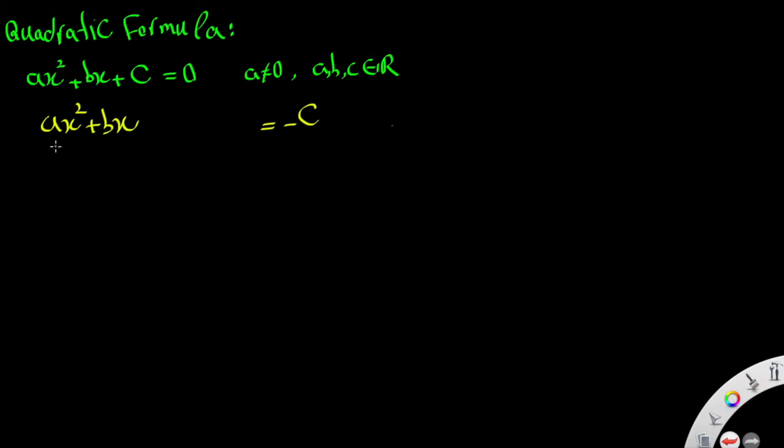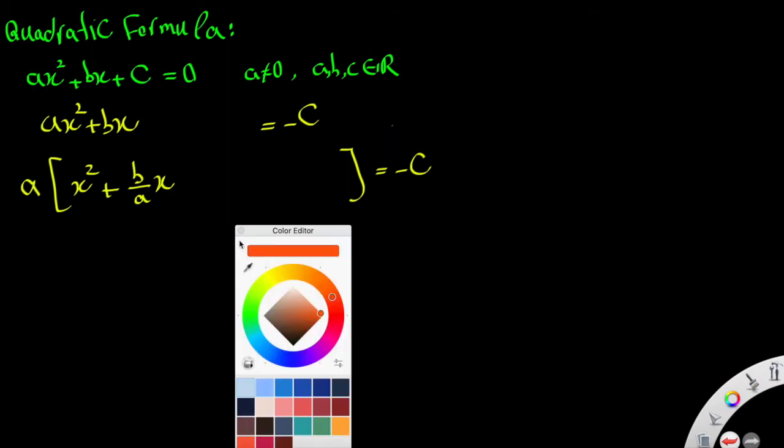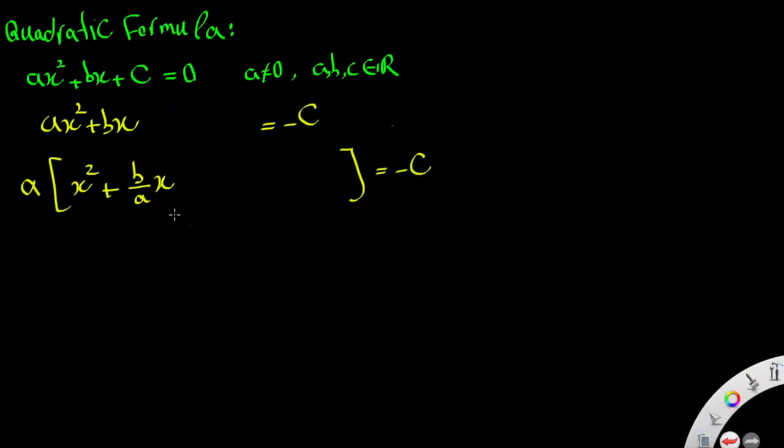The next step was to factor the coefficient of x squared, so it will be a times x squared plus b over a x, because a times b over a, the a's cancel out, so b remains, which becomes bx. Then I leave a space here, is equal to minus c. If you remember, the next step was to add and subtract a square of half of the coefficient of x. So a square of half.